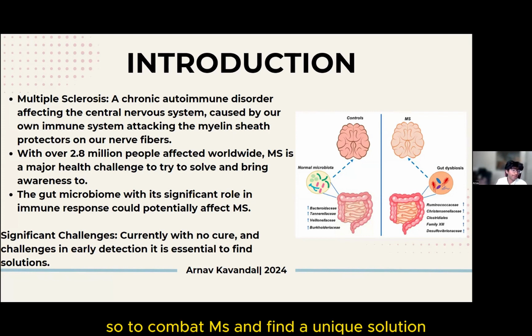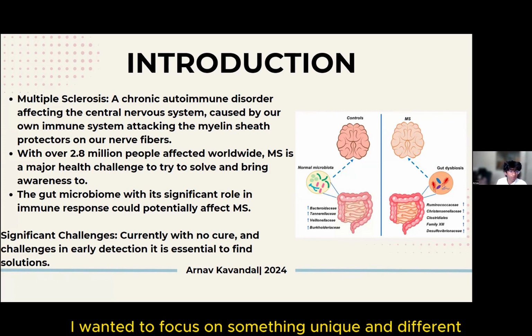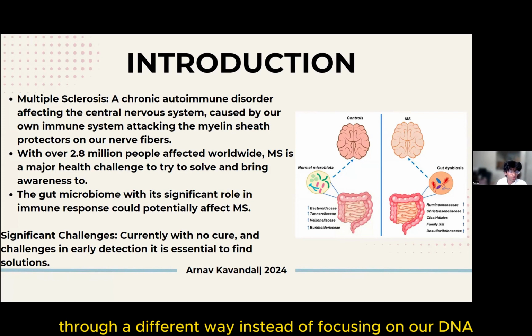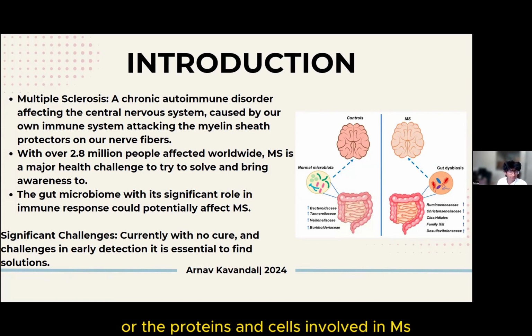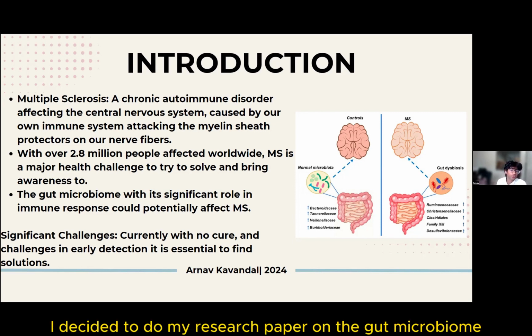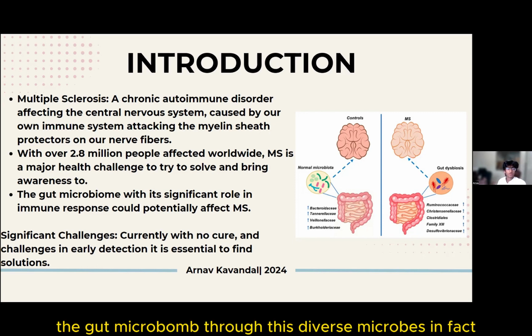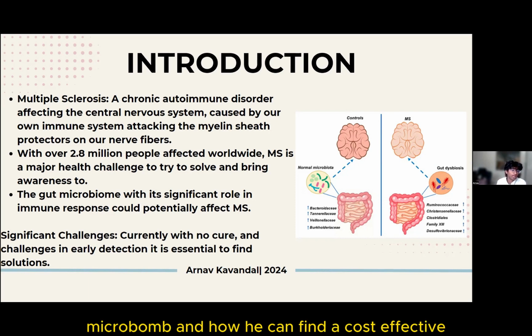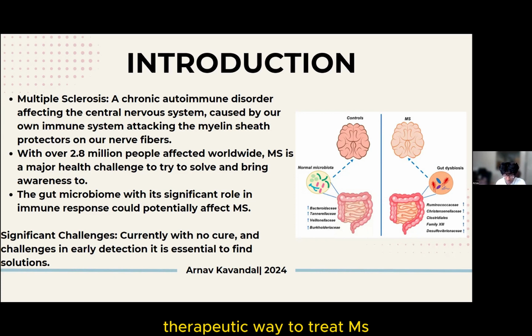So to combat MS and find a unique solution, I wanted to focus on something unique and different. I wanted to solve the issue of MS in a different way. Instead of focusing on our DNA or the proteins and cells involved in MS, I decided to do my research paper on the gut microbiome and how it affects MS. The gut microbiome, through its diverse microbes, in fact directly influences our immune system and its inflammatory responses. So I wanted to research the role of the gut microbiome and how we can find a cost-effective therapeutic way to treat MS.